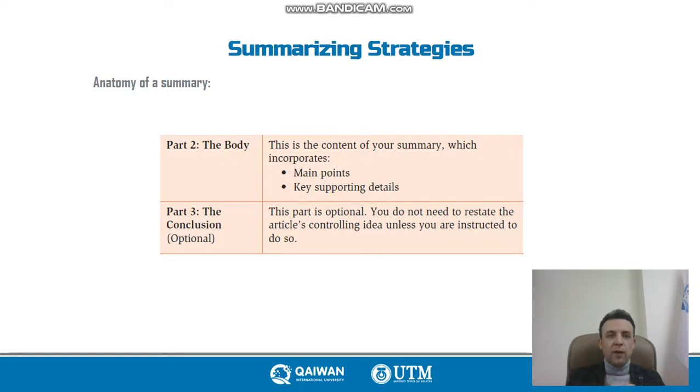And finally, we have the conclusion, which is optional, as you can see here. This part is optional. You do not need to restate the article's controlling idea unless you are instructed to do so. So if you are asked to include one concluding sentence in your summary, all you need to do is to paraphrase the first sentence of your summary, but you need to exclude, that means remove, the name of the writer. We do not have citation in the concluding sentence.